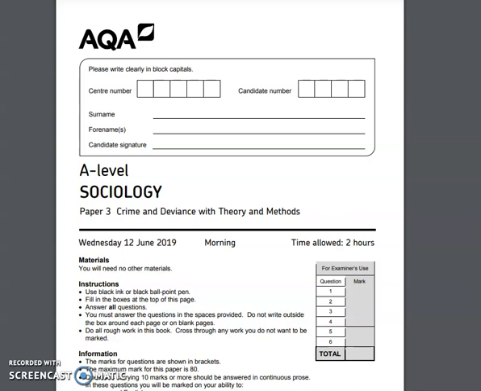We are walking through paper 3 from 2019 with some examiner commentary. Both of these are available on the AQA website and I have popped them in the comments below.